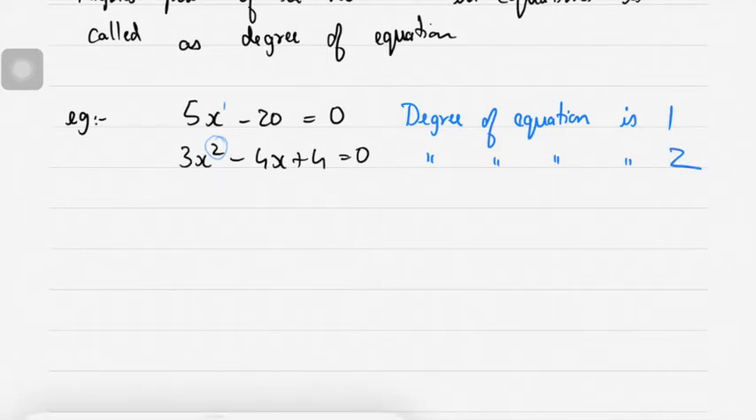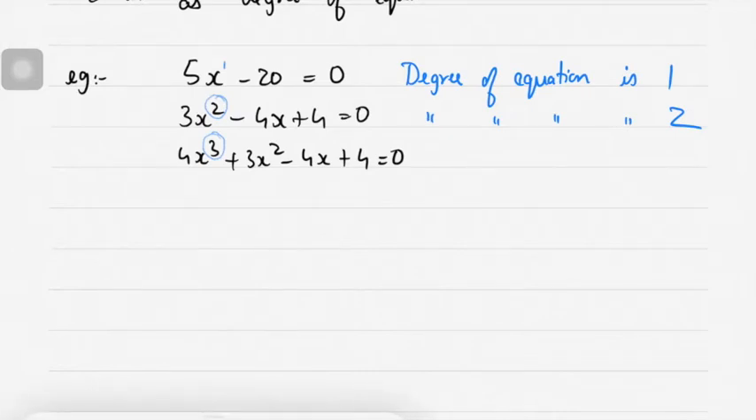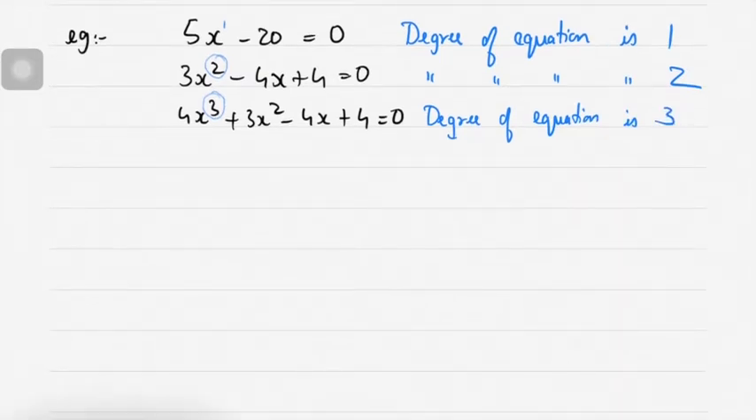Fine. Okay, I'll write one more equation. Suppose 4x cube plus 3x square minus 4x plus 4 is equal to 0. Here what is the degree of the equation? The degree of the equation is 3, because this is the highest degree of the equation, right? So the degree of the equation is 3.